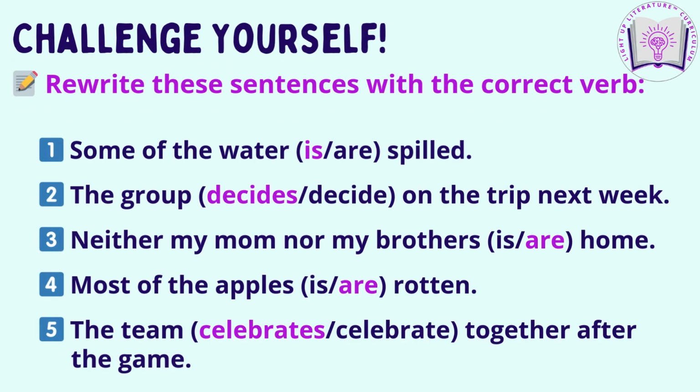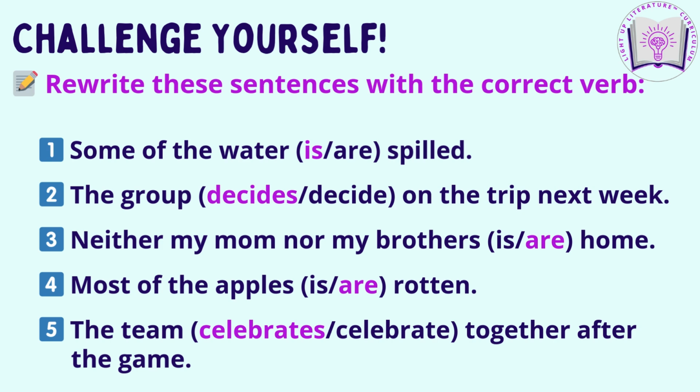Now, these are our answers. Some of the water is spilled. Water is singular, so we're going to work with is, since some is not willing to commit. The group decides on the trip next week. So they're deciding as a team, as a whole, as a group. So we're going to use decides because group is singular and decides is singular. Remember, look at that S.